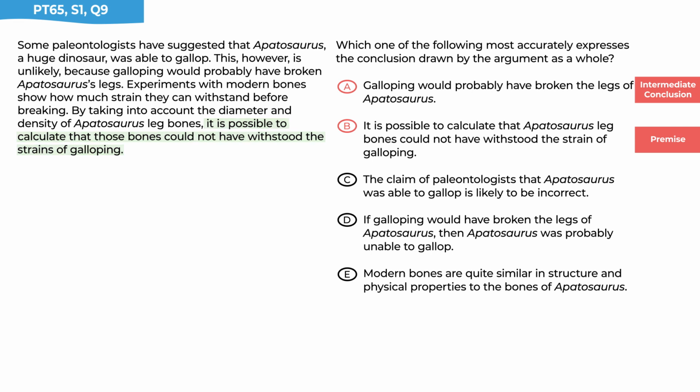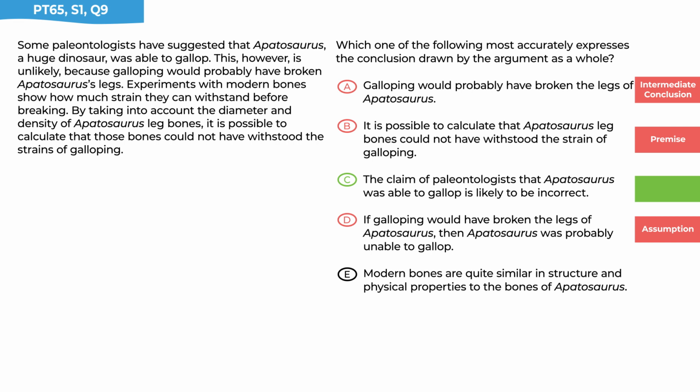Answer choice C says the claim of paleontologists that Apatosaurus was able to gallop is likely to be incorrect. That looks exactly like our pre-phrase. Let's hold on to answer choice C. Answer choice D says if galloping would have broken the legs of Apatosaurus, then Apatosaurus was probably unable to gallop. Well, this is not actually stated within the argument, but it is an assumption of the main argument here, that because galloping would probably have broken Apatosaurus' legs, it's unlikely that Apatosaurus was able to gallop. So answer choice D is an assumption underlying the main argument, not the main conclusion.